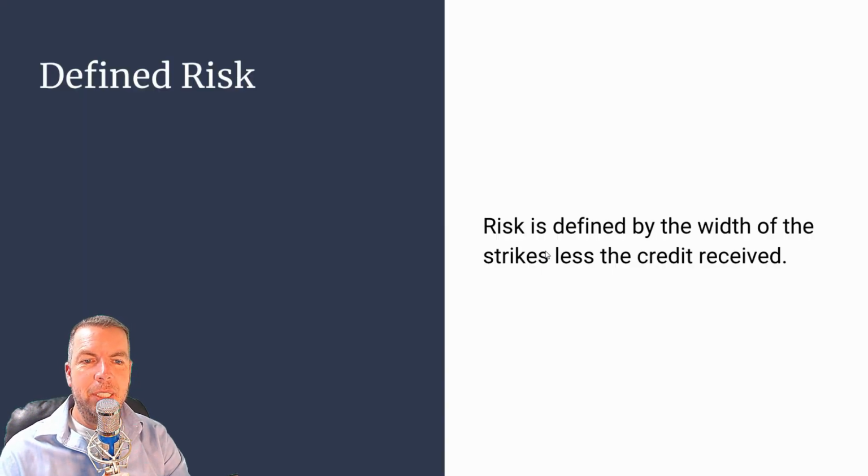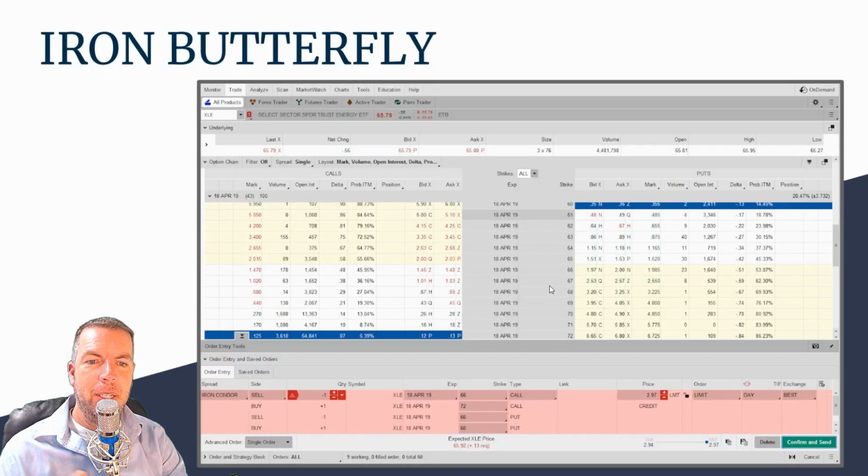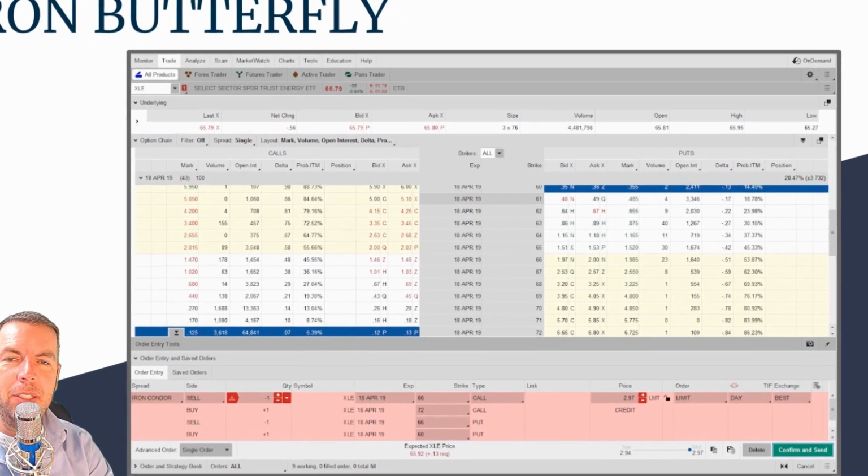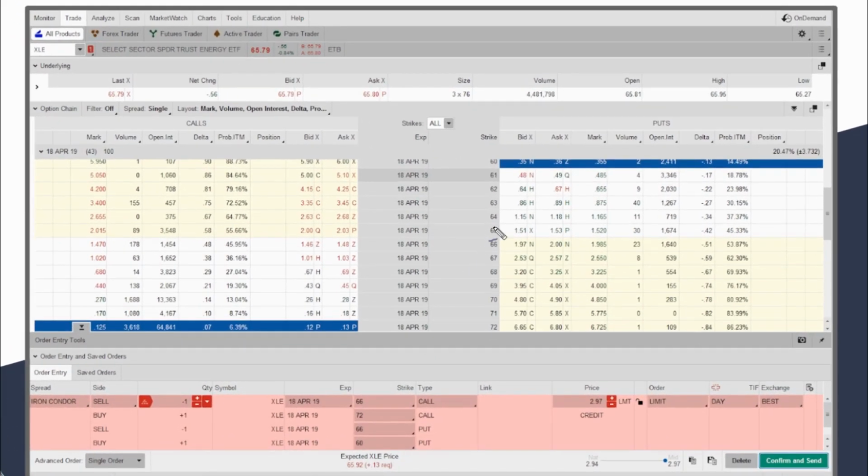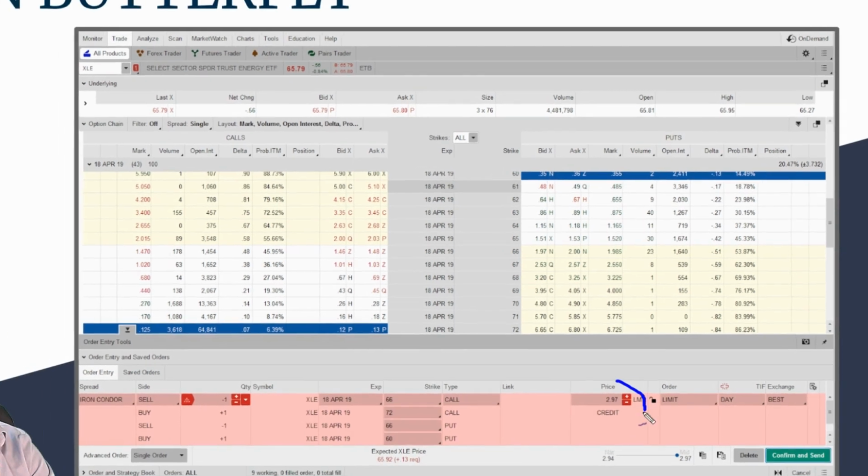So risk is defined in this trade by the width of the strikes less the credit received. So what do I mean by that? Again, remember, we had about a $6 wide spread on each side. We sold those $66 calls and puts, went down $6 on the put side, went up $6 on the call side. So we've got about a $6 wide spread, but we received a $2.97 credit.